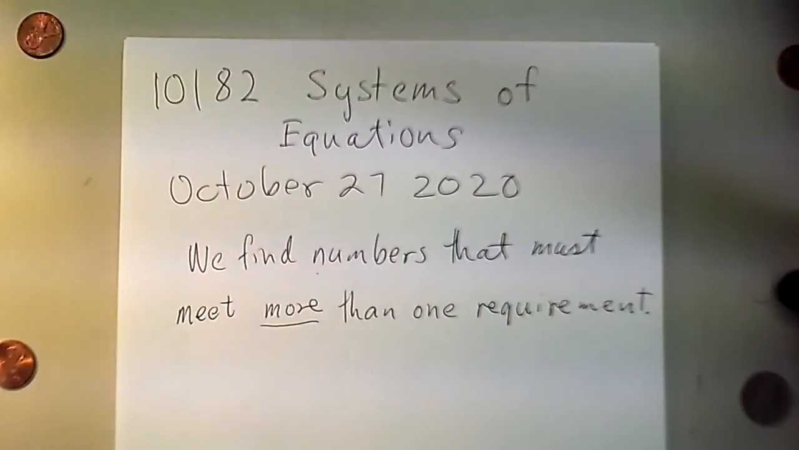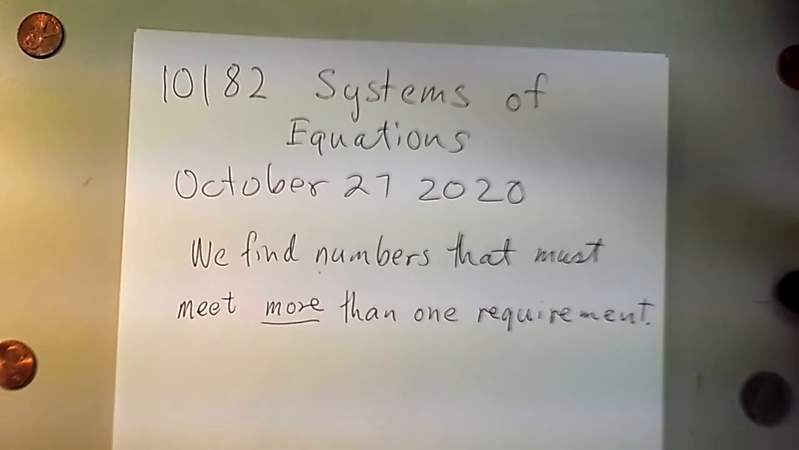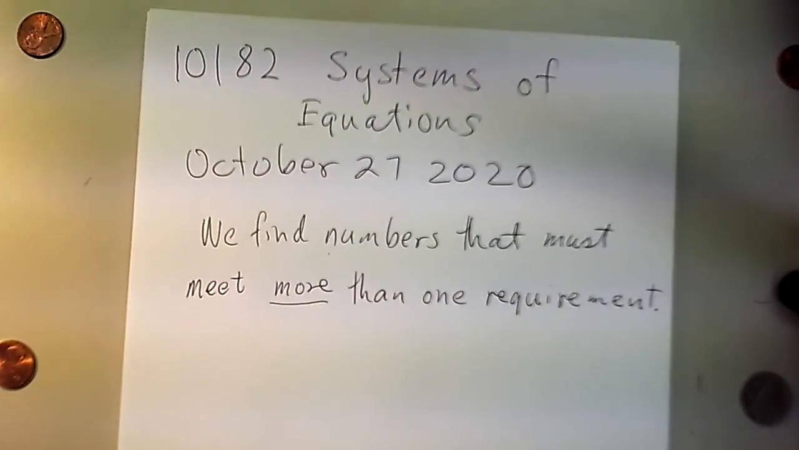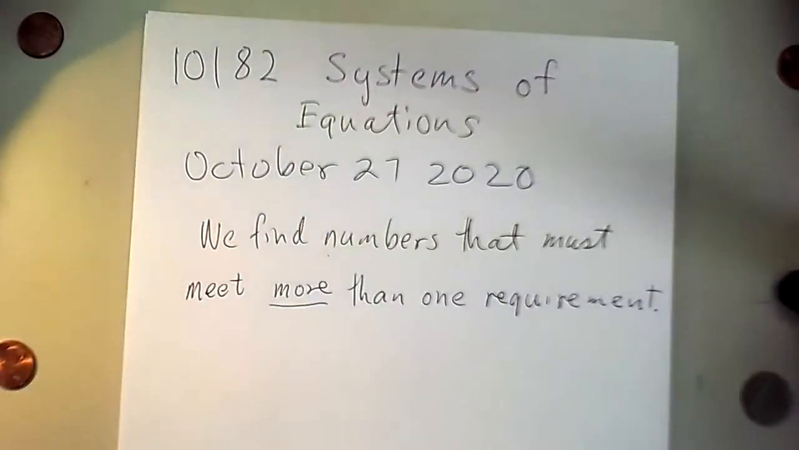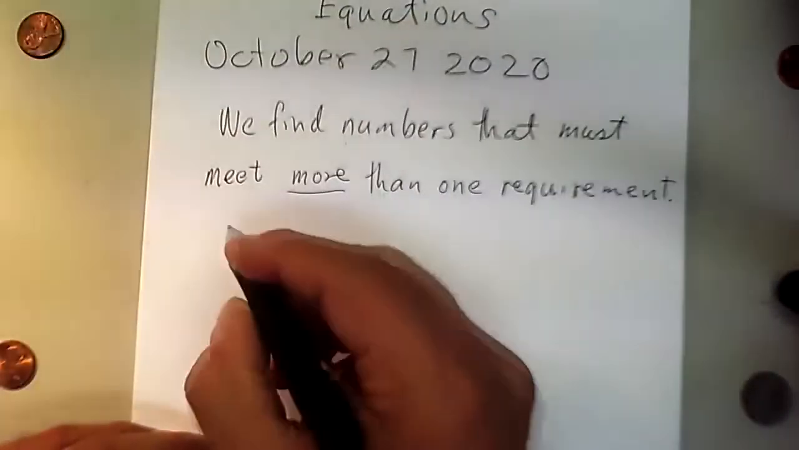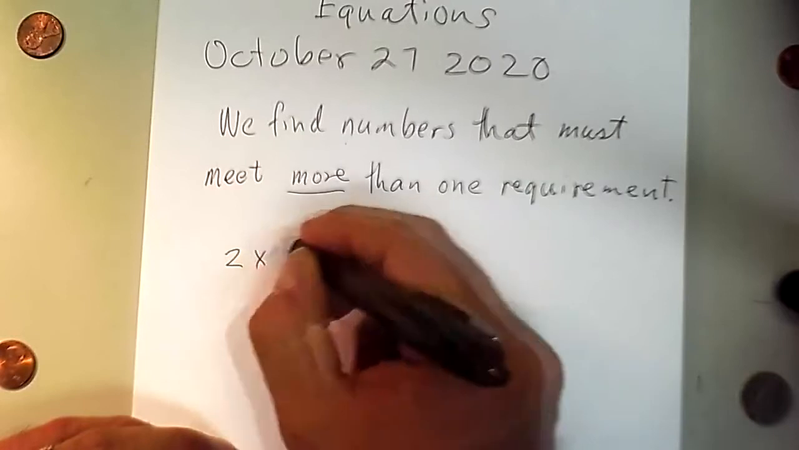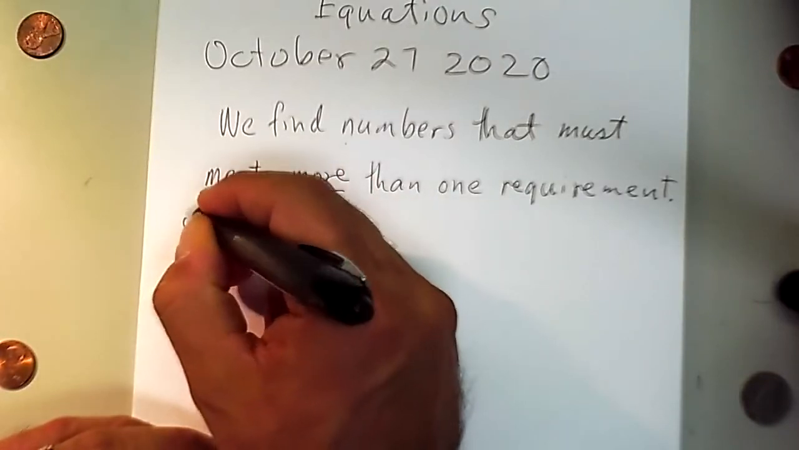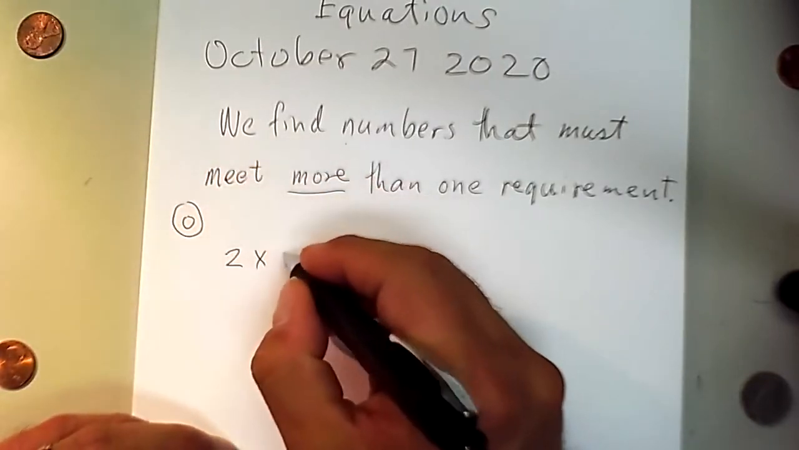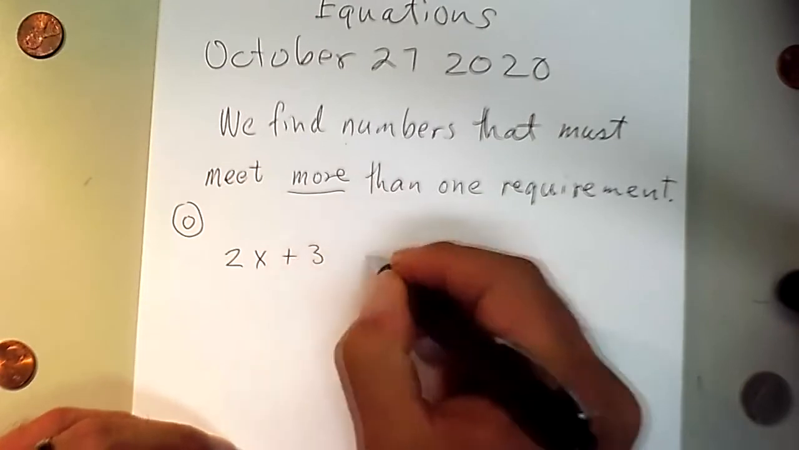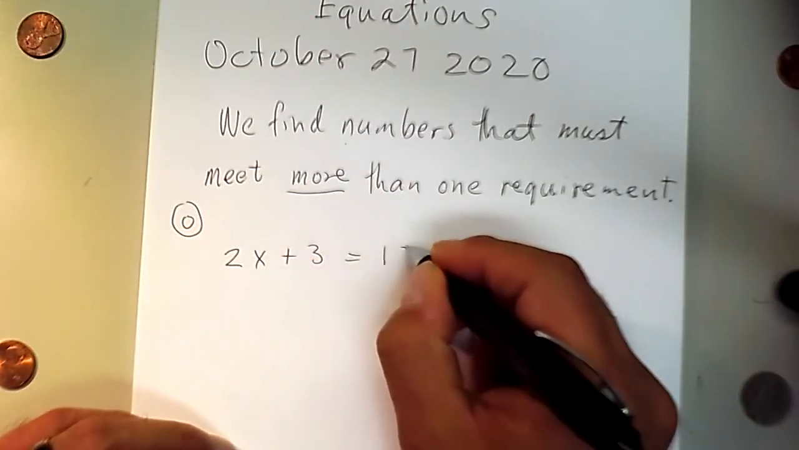Okay, we start this video introducing systems of equations. When we have a single equation with only one variable, say 2x, so let's label this as example 0. 2x plus 3 equals 15.